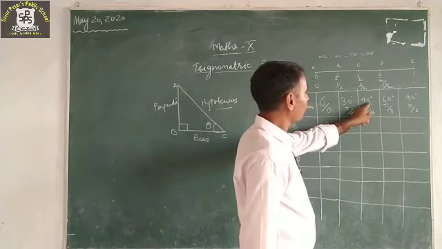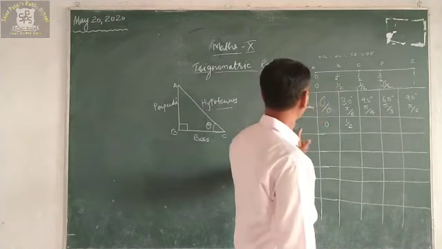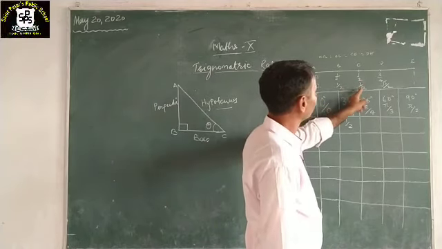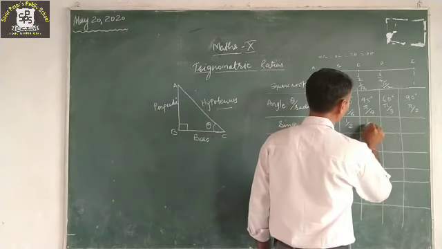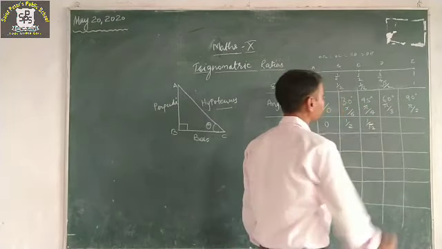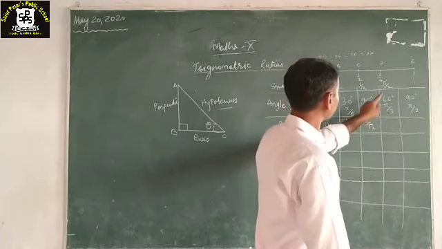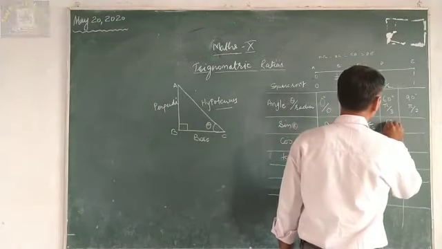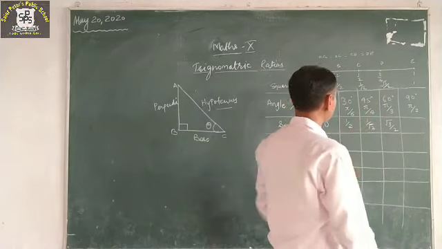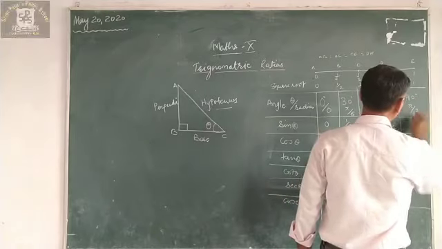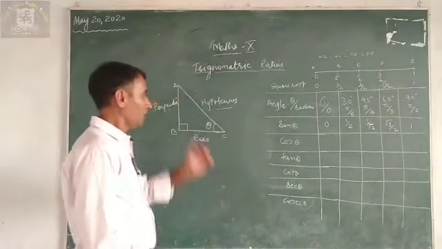Similarly, if theta is equal to 45 degree, then the square root of 1 upon 2 is 1 upon root 2. So the value of sine 45 degree will be 1 upon root 2. And the value of sine 60 degree will be equal to root 3 upon 2. And for sine 90 degree, or sine pi by 2 radian, it is 1. Okay.